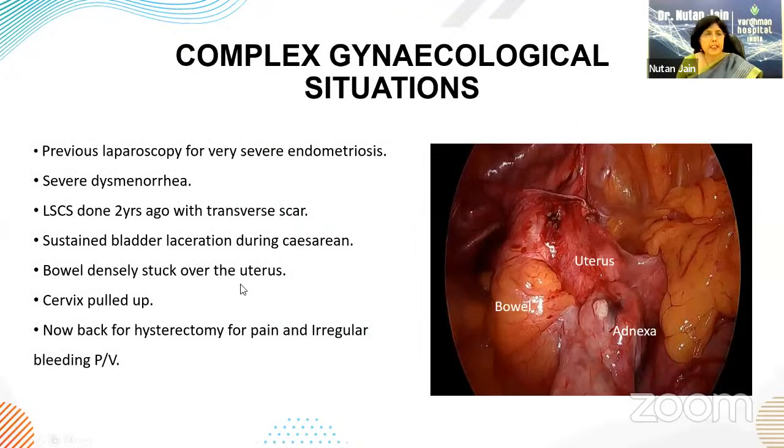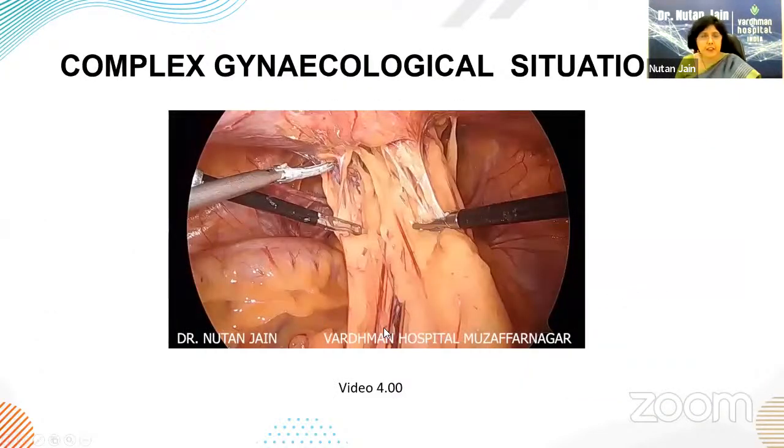So this is another case. This patient had previous scopy by me for very severe endometriosis. She conceived, she went back to her city, had a C-section, and she had a severe bladder laceration leading to catheterization for 6 weeks. So we were expecting this, but just look over here. This is all the bladder, this is the bowel, and you don't even have a look at where the adnexa is. So I'll just show you the clip over here.